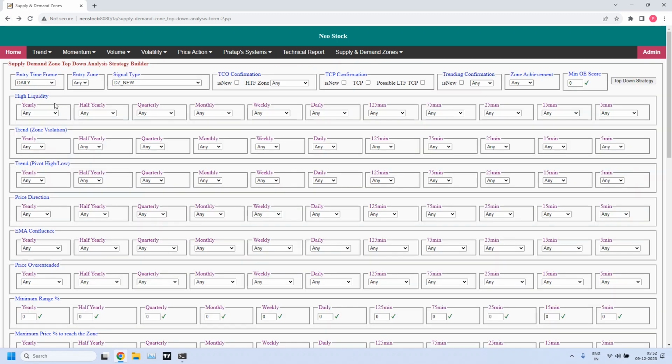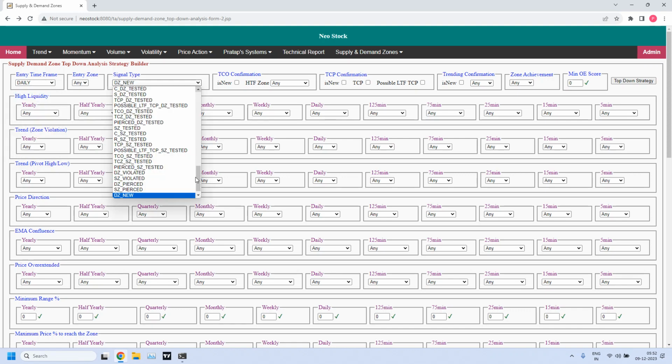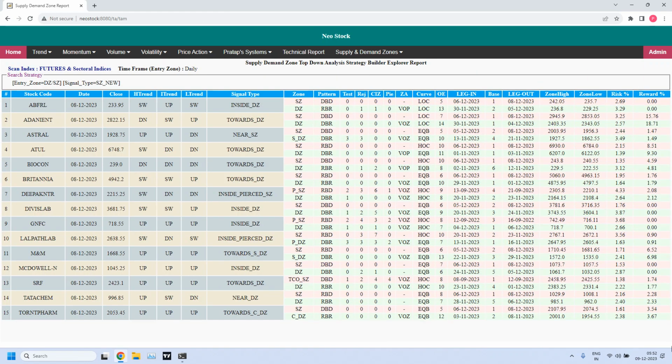Let's go back. Entry time frame is daily. Let us find the stocks having newly created daily supply zones. So 15 stocks are filtered. That means all these 15 stocks are having newly created daily supply zones. So this is about the filtered list.